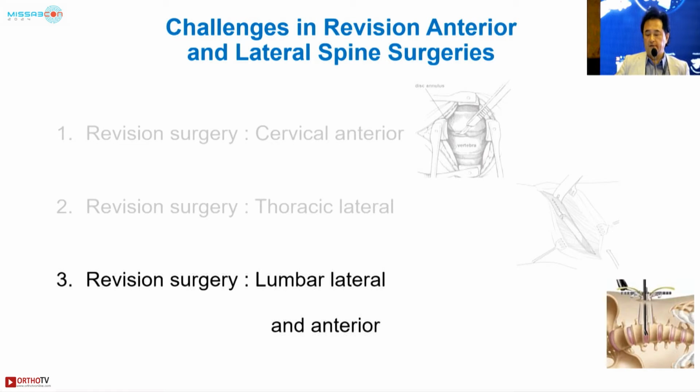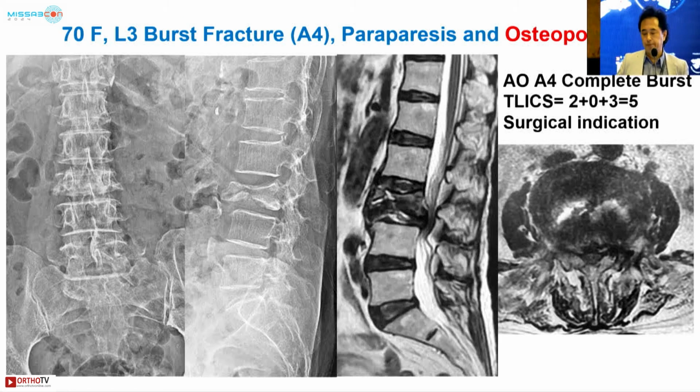My final topic is lumbar, lateral, and anterior approach. This is a 40-year-old female with L4, L3 burst fracture. For this case, we have a lot of very osteoporotic patients. Usually, you think about posterior fixation, but for this case, the patient has paraparesis. I chose anterior.